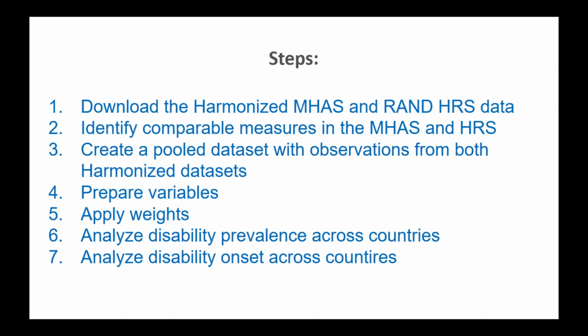Prevalence here means just the rate, at any one given time, of the number of people who have a disability across different countries. And then we're going to analyze the disability onset across countries. Onset here is something longitudinal in nature, as we watch people move from having no difficulties, in this case ADL difficulties, activities of daily living difficulties, into having some kind of difficulty.